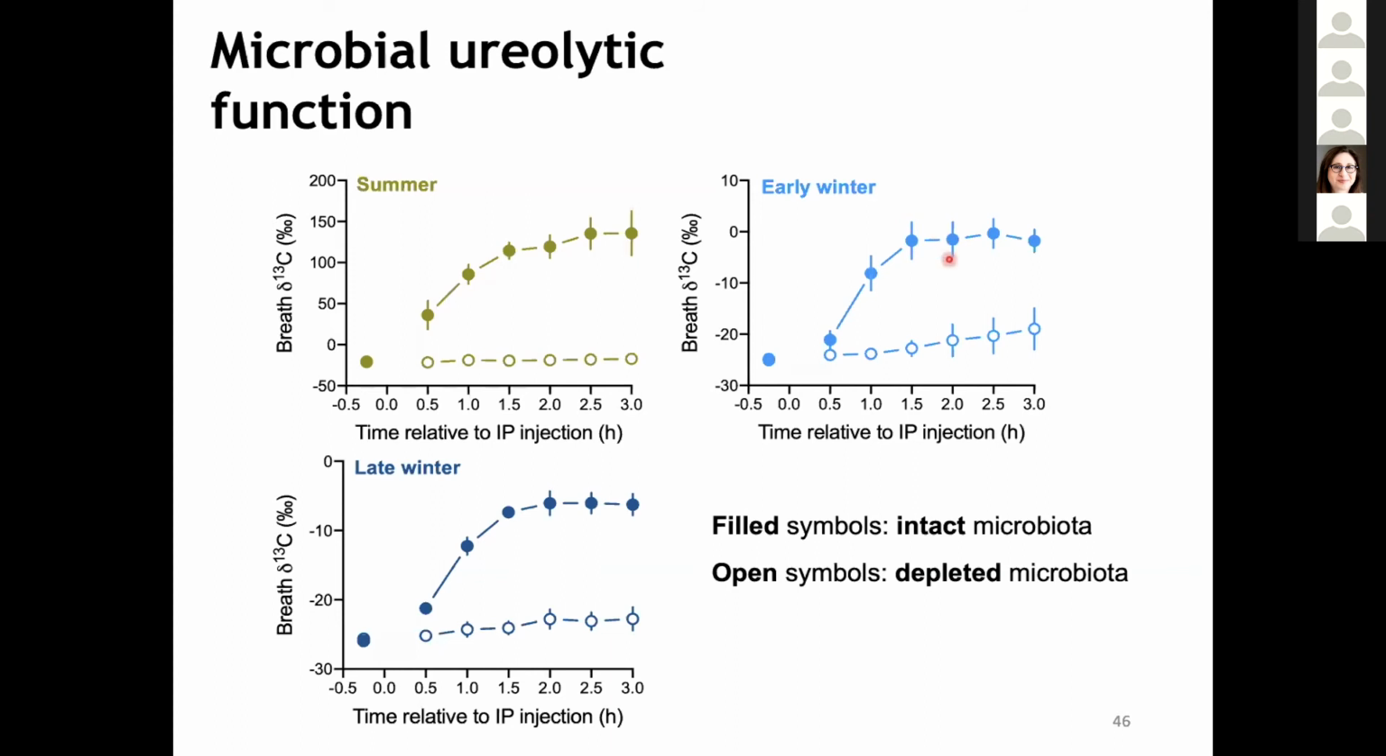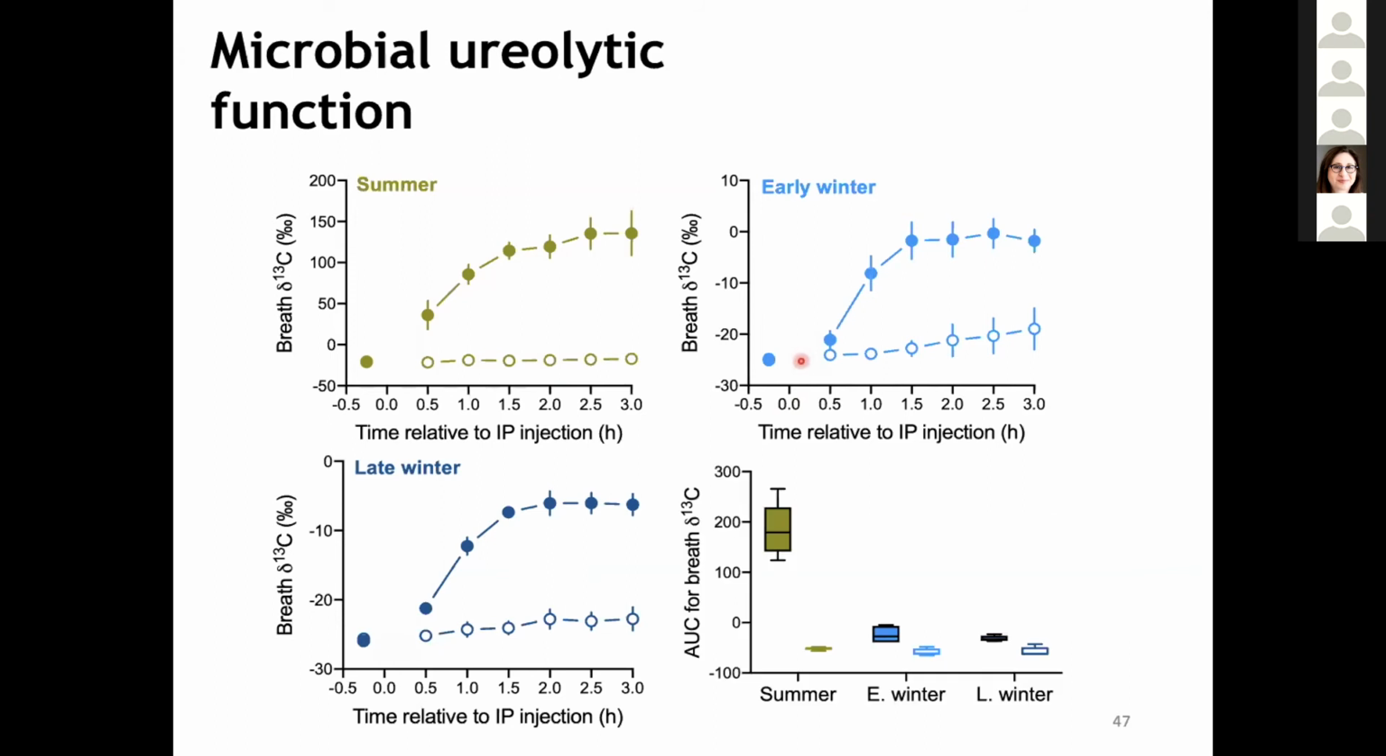And we know these results are microbial in origin because the squirrels with depleted gut microbiota, shown in the open circles here, show minimal response following the injection of that urea, which took place right here at time 0. And I should say that one of the other things we see is a pretty significant seasonal effect, whereby summer squirrels show significantly higher ureolytic activity than early winter or late winter squirrels.